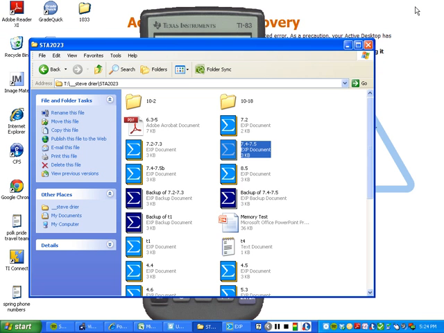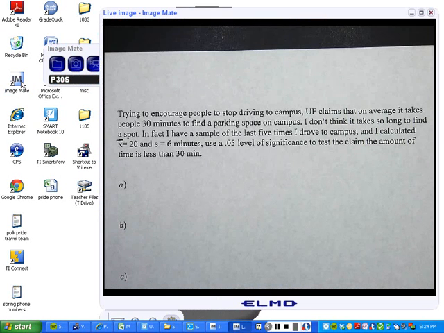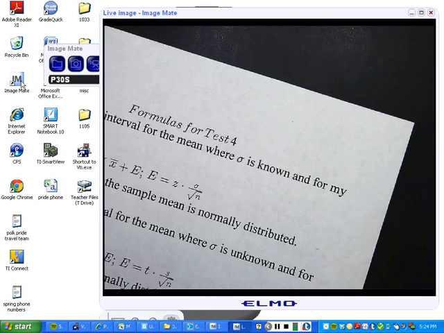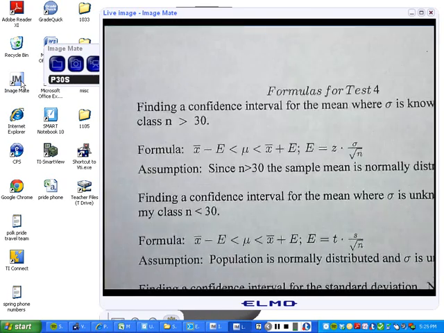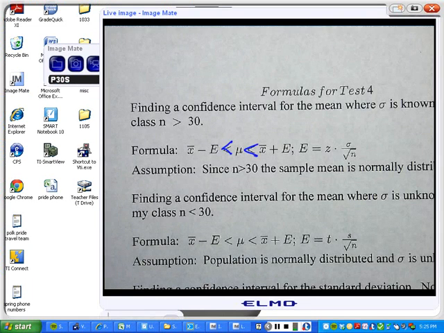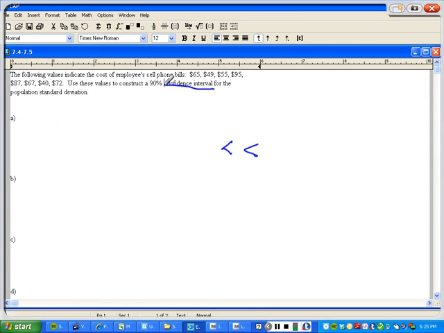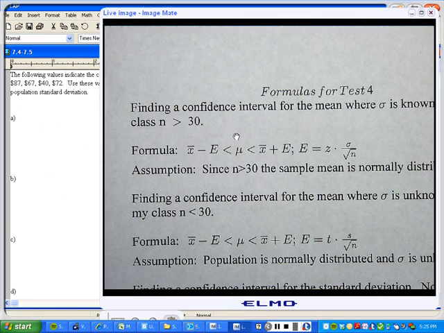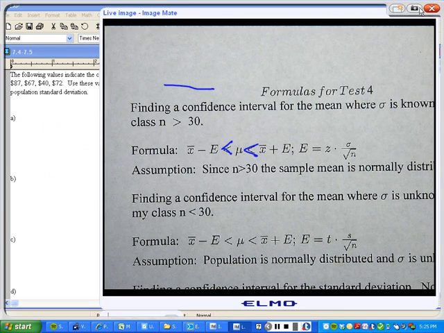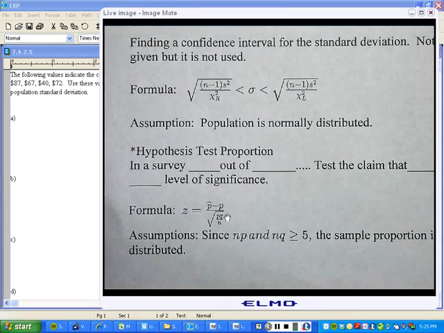Now, I'll draw your attention to the sheet. I'm giving you a formula sheet. It looks like this. When you see less than, that's a confidence interval. So if you see a problem like construct a confidence interval, and then you see less than, that's a confidence interval. So don't go down and try to use this formula for a confidence interval. There's no less thans there. Okay? Now, go back to the original problem.